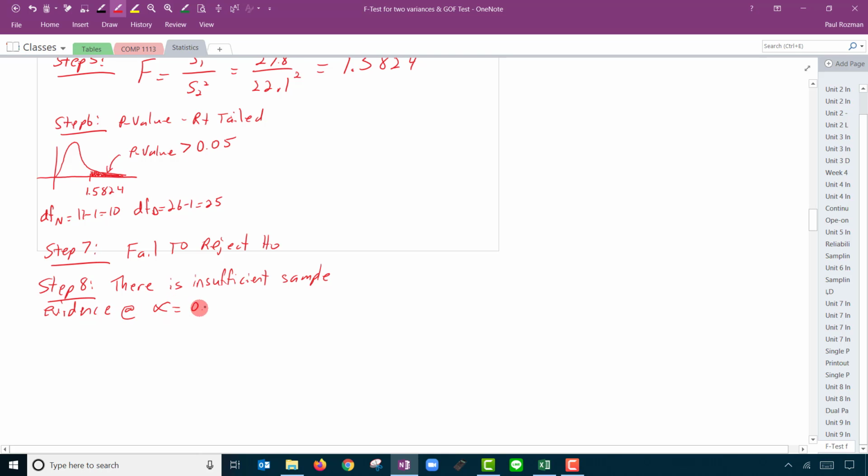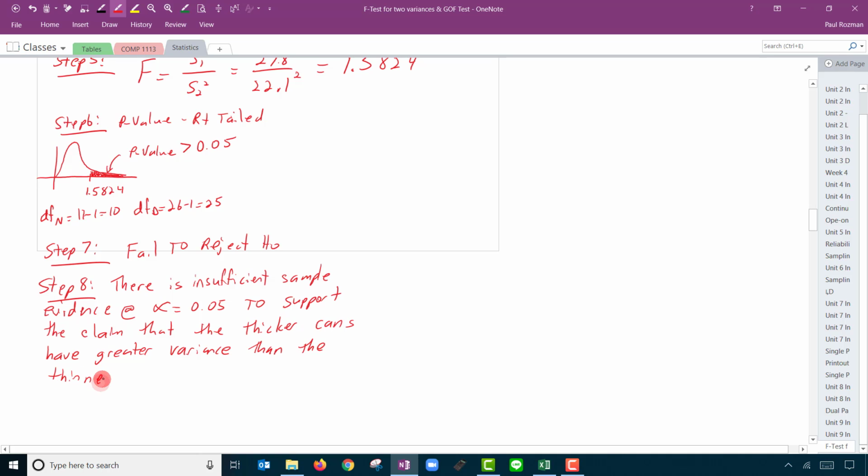at alpha equals 0.05 to support the claim that the thicker cans have greater variance than the thinner cans when it comes to testing them for axial load.